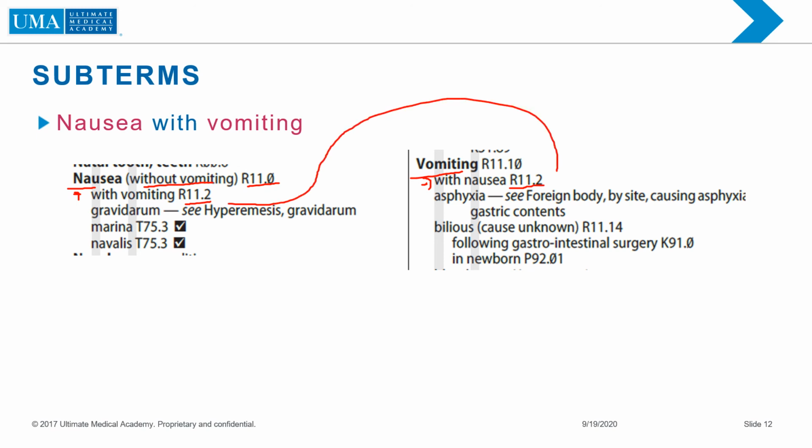Over here, R11.2. So either place that you look for certain codes, you might be able to find it in two different places. What you want to do here is, when you choose your code, again you go to the tabular section and look up code R11.2 to make sure there are no coding conventions, notes, or any more digits that need to be added to this code.